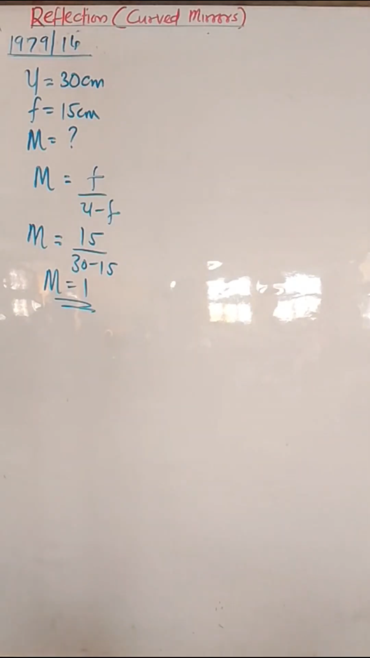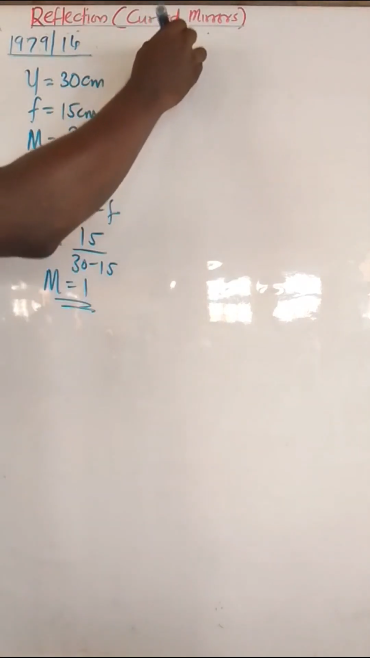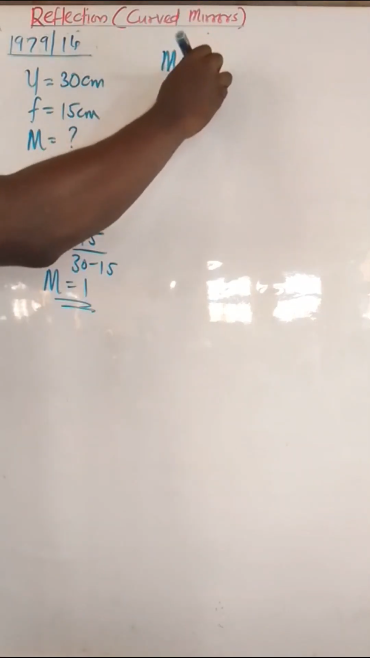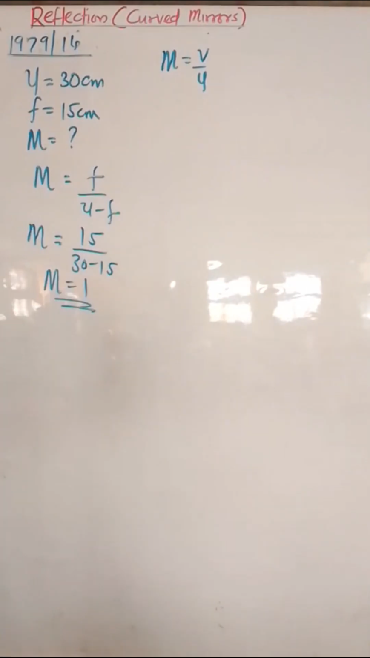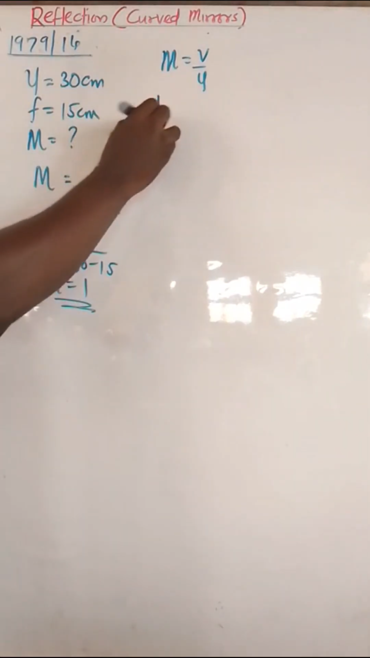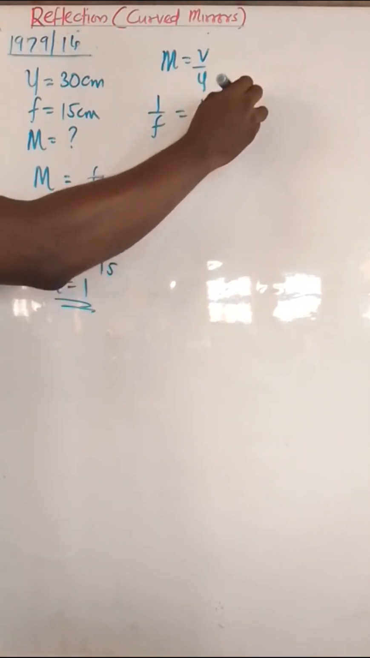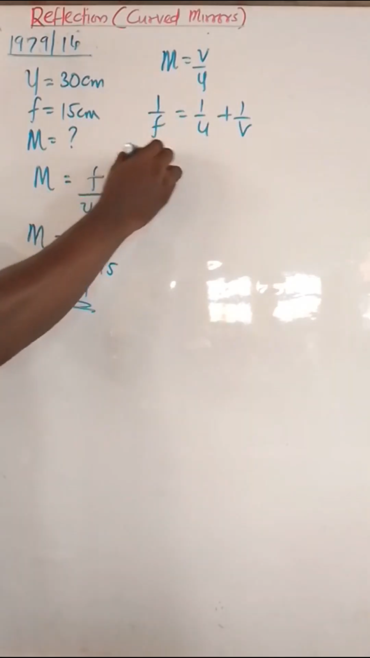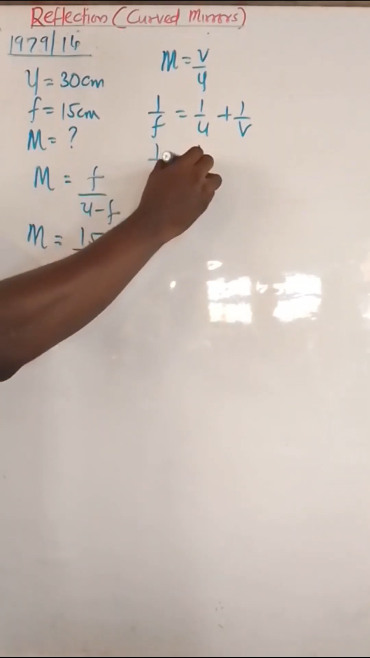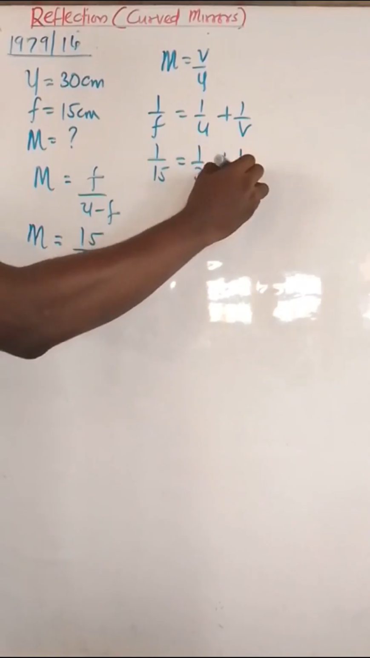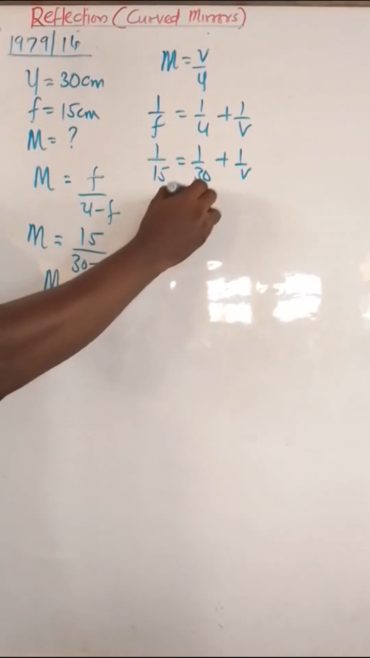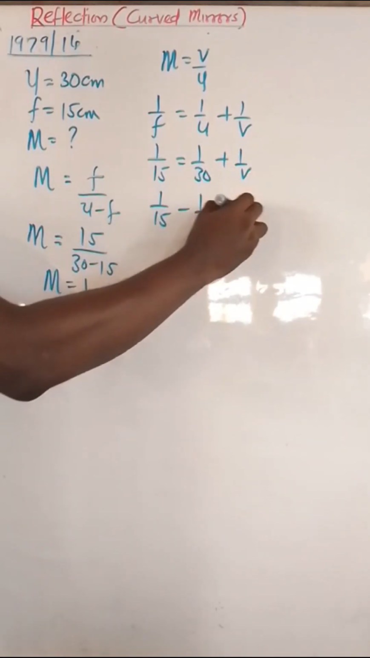But if you have to use the normal formula, magnification is V over U. We know U, but we don't know V. So you have to go for V first, using the mirror formula: 1 over V equals 1 over F minus 1 over U. F is 15, U is 30. From here, 1 over 15 minus 1 over 30 equals 1 over V.